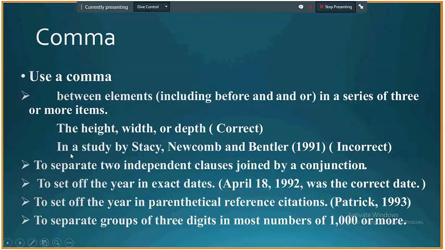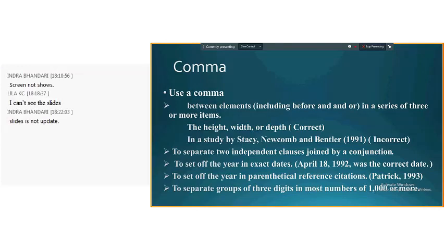And second, to separate two independent clauses joined by a conjunction. If any conjunction joins two independent clauses, at that time we can use a comma. And third one is to set off the year in an exact date. For example, April 18 is the exact date, so we put a comma here.